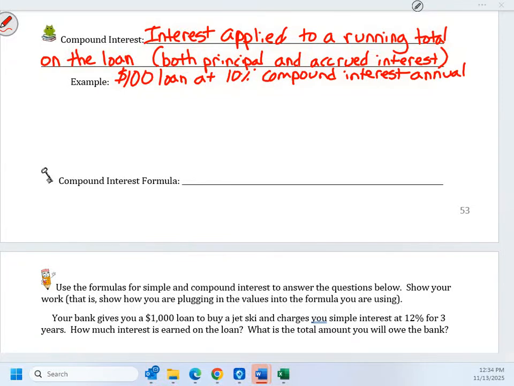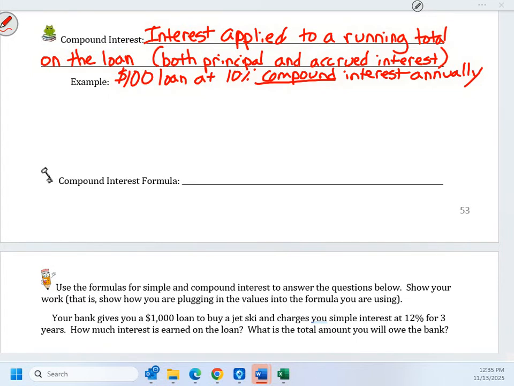So this is where it really matters that you are reading for meaning on your problems. Am I using the simple interest formula or the compound interest formula? It's going to change our answers dramatically. Now this one we're taking out a small amount of $100, so it's not going to be super dramatic, but it will change it, right? We're going to see the amount that we owe change.